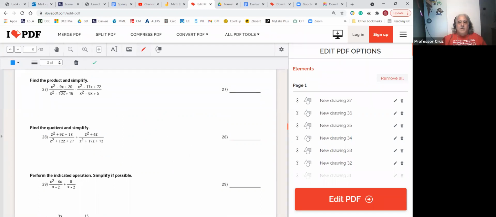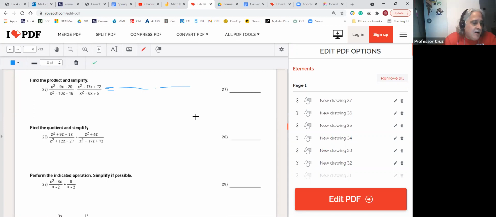All right, so these are find the product and simplify, find the quotient, and then we got a couple of additions. So, for the most part, the way it works with multiplication, if you just factor them, you can strike out some of the common factors.